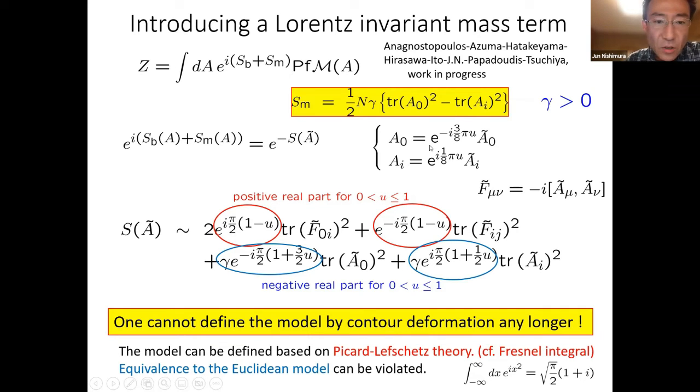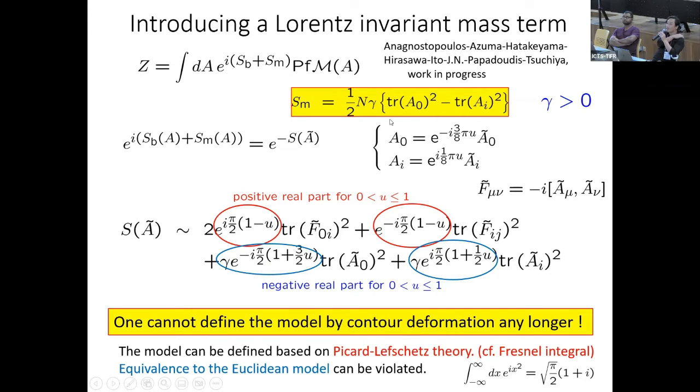term. But of course, you can still make this model well defined based on Picard-Lefschetz theory, as you can make this oscillating integral well defined by Picard-Lefschetz theory. But the point here is that because of this problem of the negative real part for the mass term, equivalence to the Euclidean model can be violated once you add this mass term.